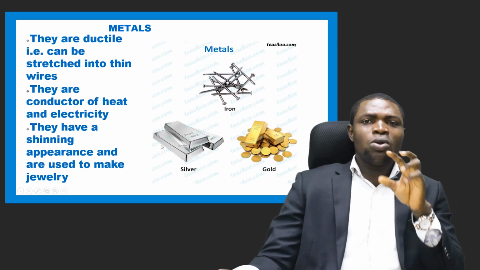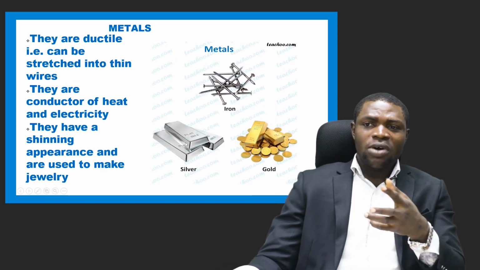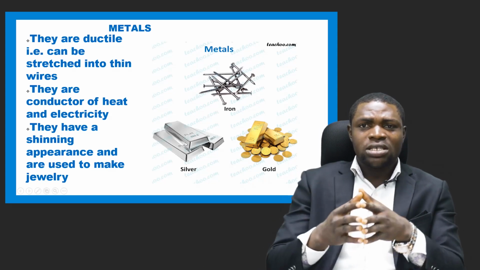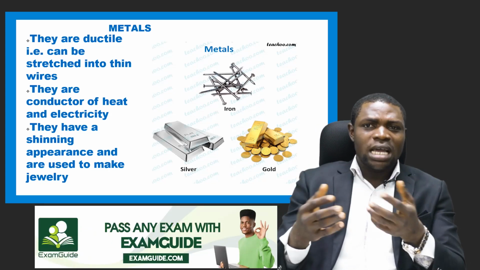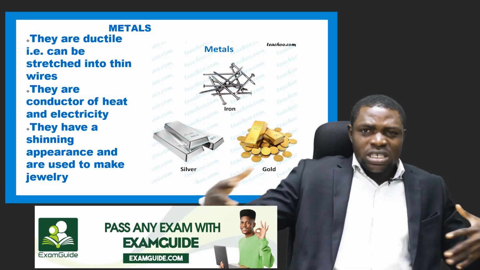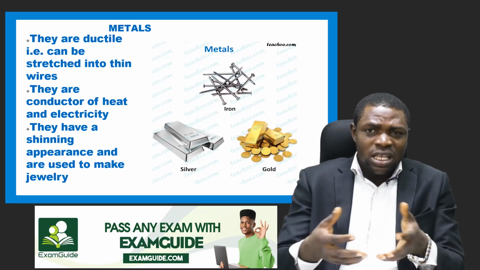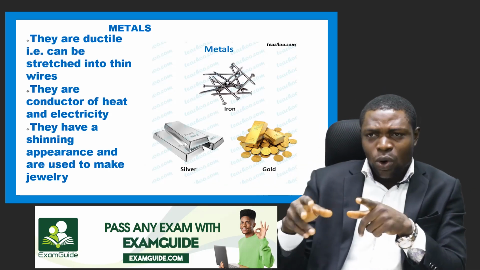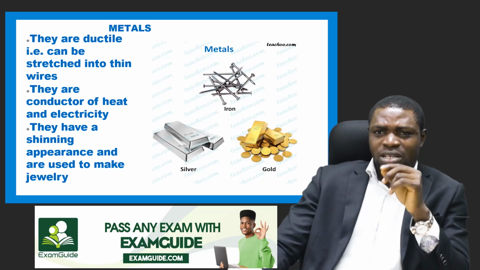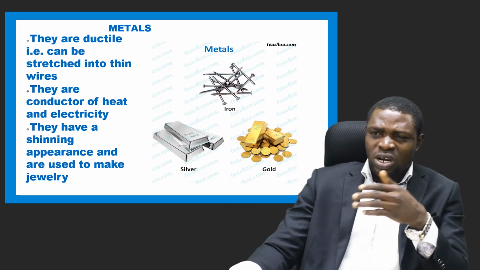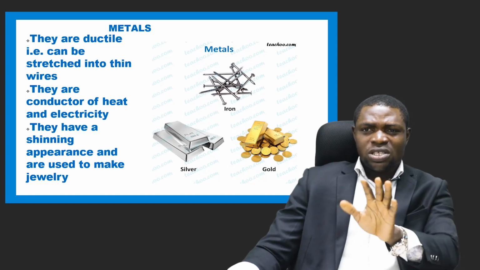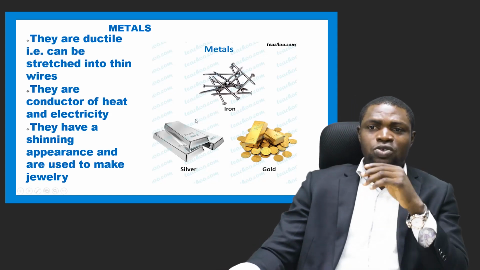And then when you look at them further, you see silver, iron, gold. These are all metals, and they are ductile. They can be stretched into thin wire. They also conduct electricity. And if you look at gold, it has a very shining appearance. They use gold to make jewelries and all kinds of things. This is the fundamental. You need to have this understanding.